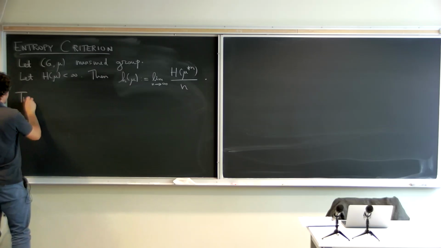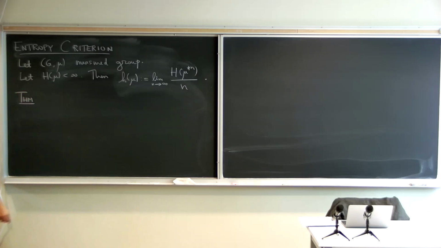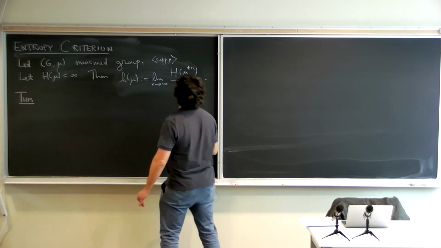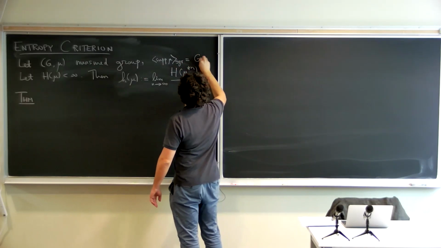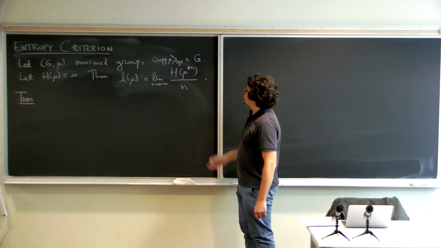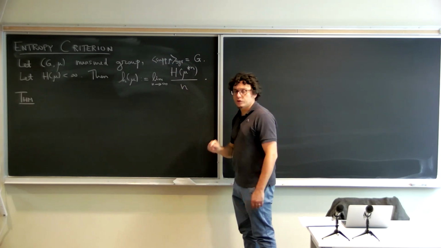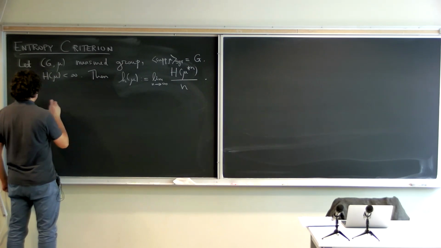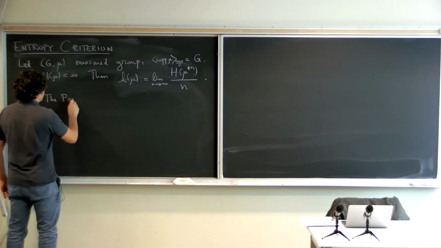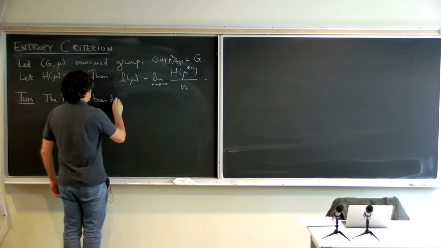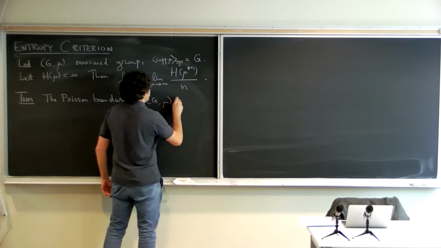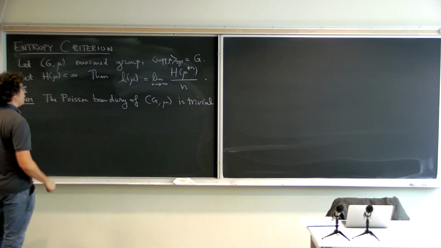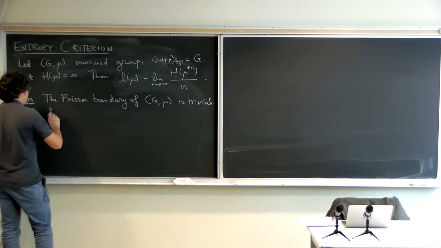And so the theorem is that under these assumptions, let's also assume that the semigroup generated by the support of mu is G. So the measure sees the whole group, so there are no issues like that. Then the Poisson boundary of (G, mu) is trivial, meaning that there are no non-constant bounded harmonic functions, if and only if the asymptotic entropy is 0.